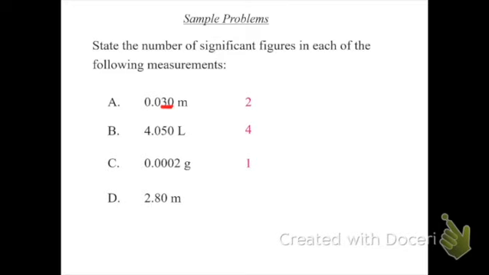Now, what I want you to see is that C. We only have 1 because these zeros are the leading zeros and they don't count. So whenever you see a number that starts with 0 point something, start counting from the first non-zero number you see, and everything that comes after it, whether it's 0 or not. All right, so how about D? 3. D is 3. Very good.